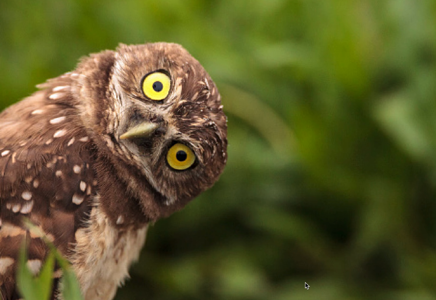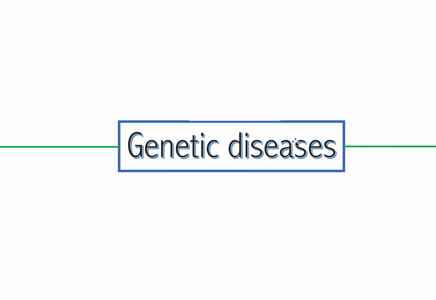In this video, we're going to be talking about genetic diseases. So, first of all, what is a genetic disease? What does it mean? Basically, there are two basic kinds of diseases you can get: genetic diseases and environmental diseases. An environmental disease is a disease you get because of your environment.